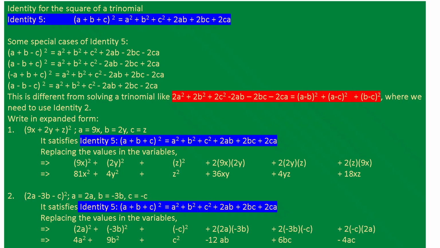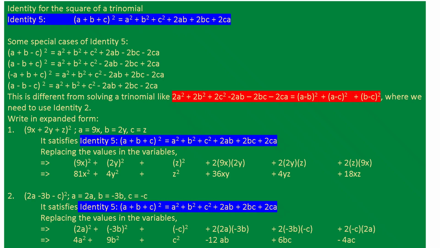Now this type of identity, that is the square of a trinomial, is entirely different from resolving a trinomial like the problem indicated by the red color, wherein we need to make use of identity 2, and the answer will be (a minus b) the whole squared plus (a minus c) the whole squared plus (b minus c) the whole squared. If you look into the question of this particular problem, the product terms like 2ab, 2bc or 2ca all carry a negative sign.